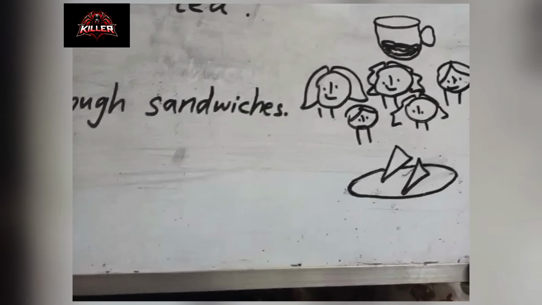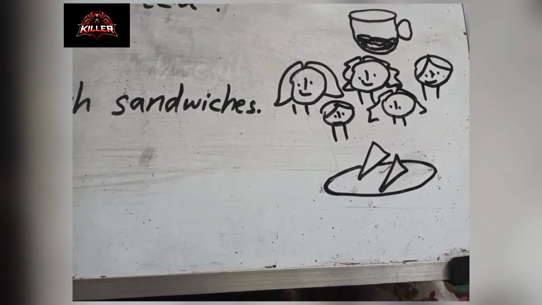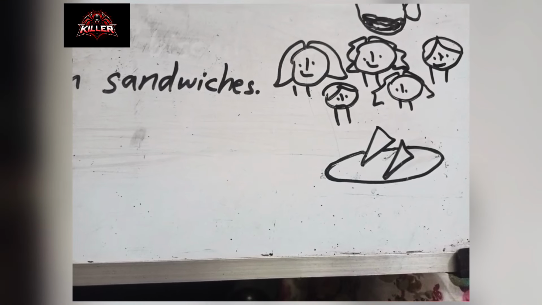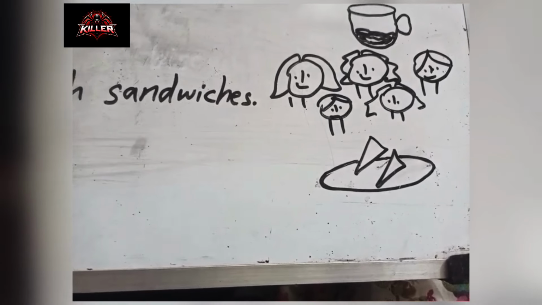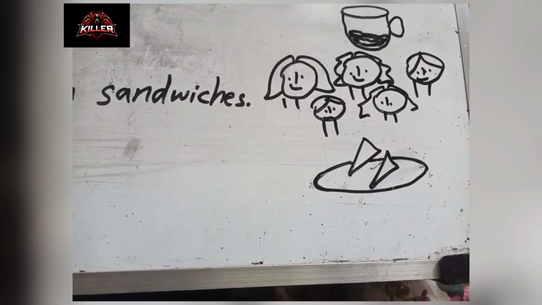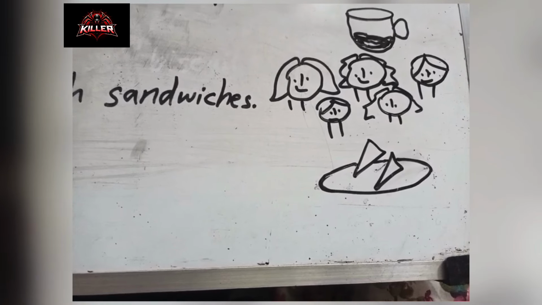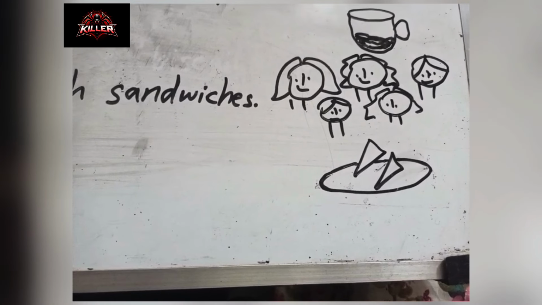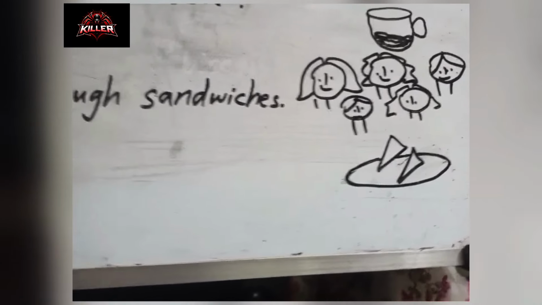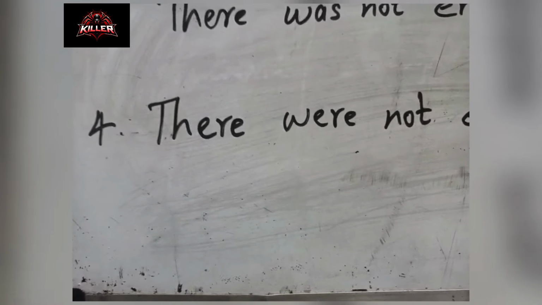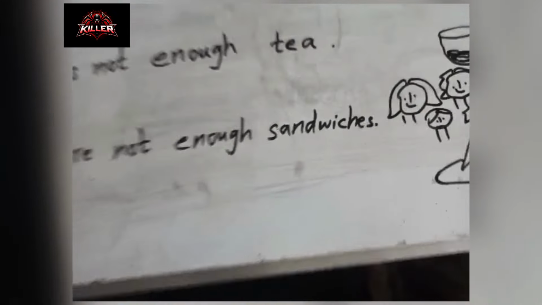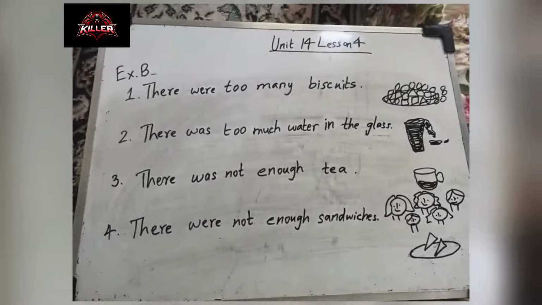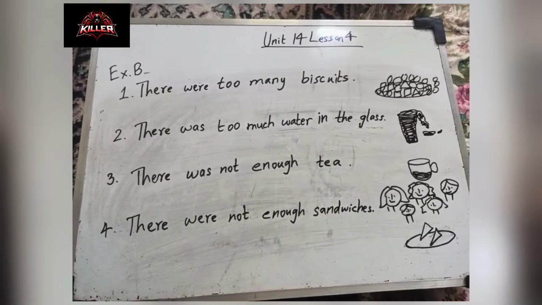And in the last picture, you could see there are five children and there are only two sandwiches in the plate. It means the sandwiches are not enough for these children. And so sandwiches are a countable noun. We could say one sandwich, two sandwiches, three sandwiches. So we will use were with not enough. There were not enough sandwiches, or you could also say there were not enough sandwiches in the plate. In this way, you will make sentences for these pictures.